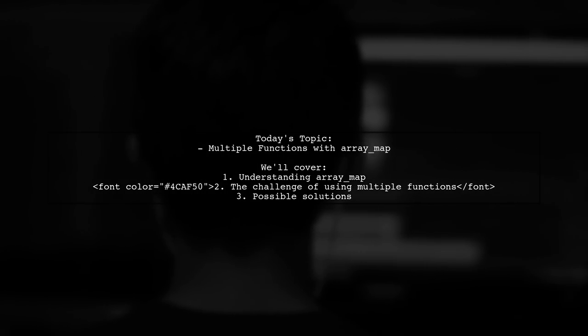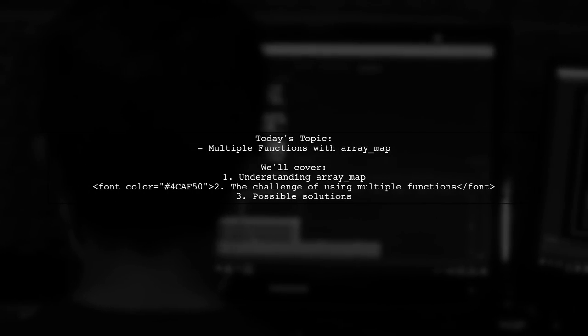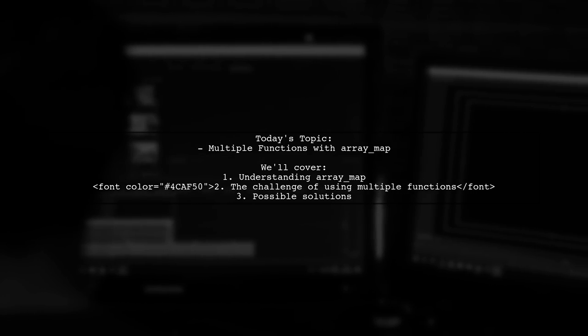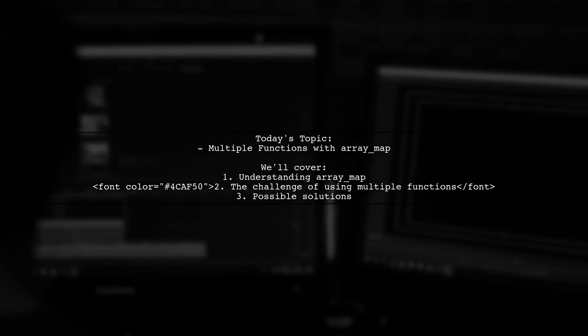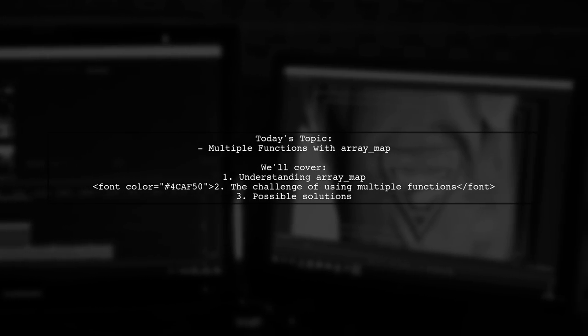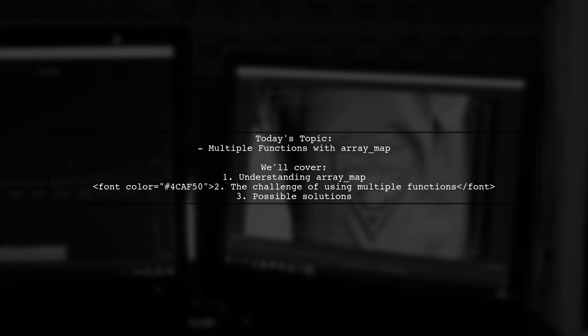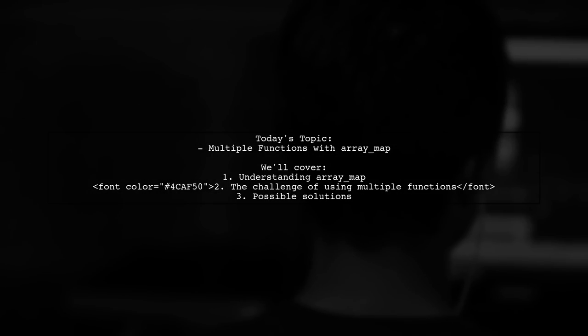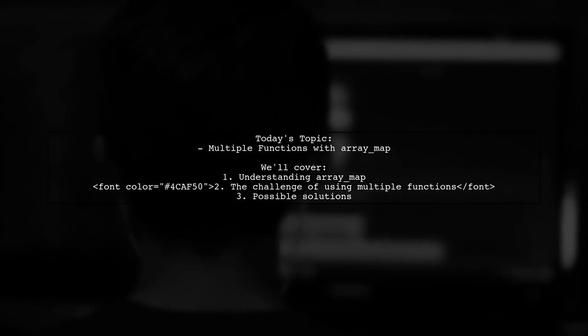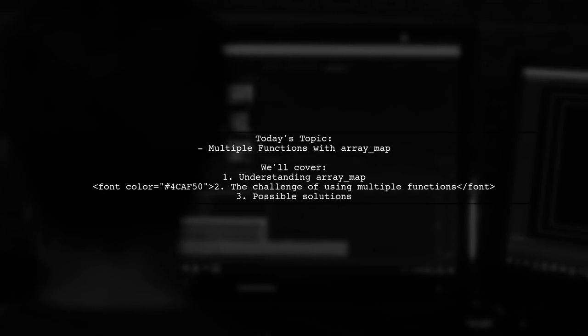Today we're tackling an interesting question from one of our viewers about the powerful PHP function ArrayMap. The question is, can we use arrays instead of strings as the first argument in ArrayMap? Specifically, our viewer wonders if we can apply multiple functions like trim and URL encode to each element of an array in one go. Let's dive into this and explore how we can achieve that.